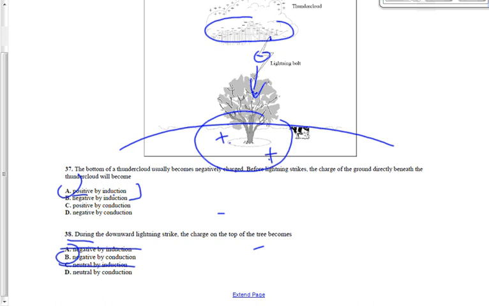You guys did a good job on this one, too. 80% of you got this one right. Although the other two answers were scattered a little bit, unlike in question 37. So good job. The answer is negative by conduction.